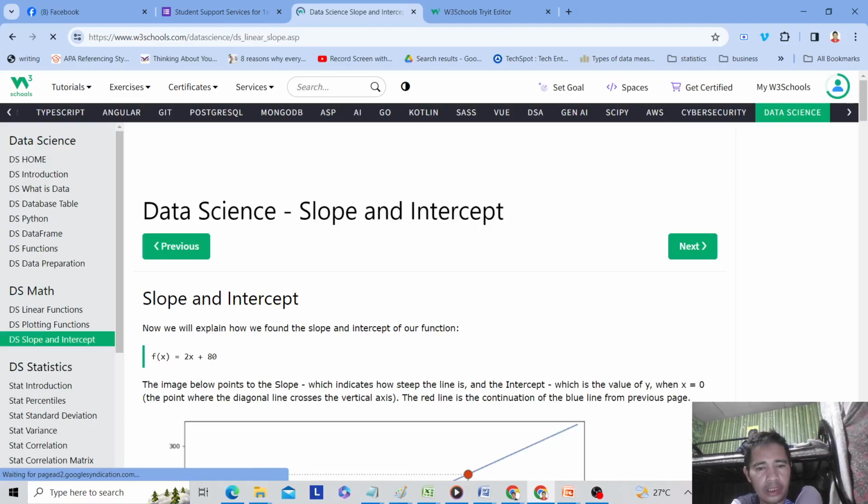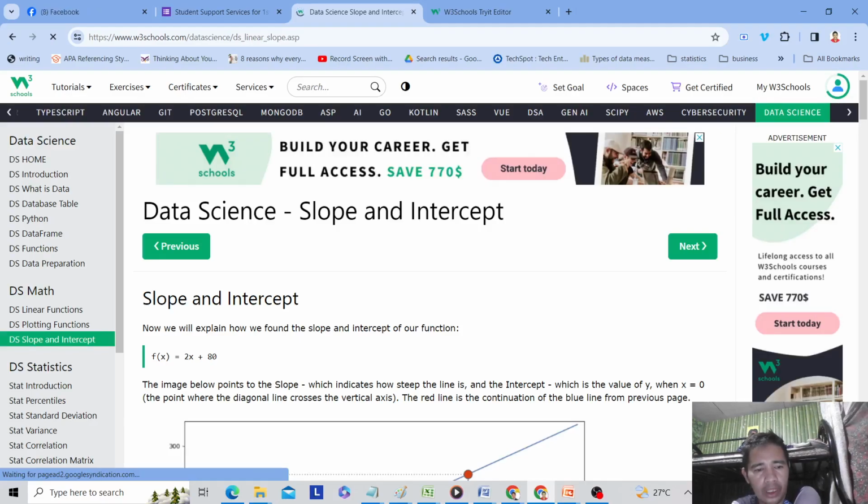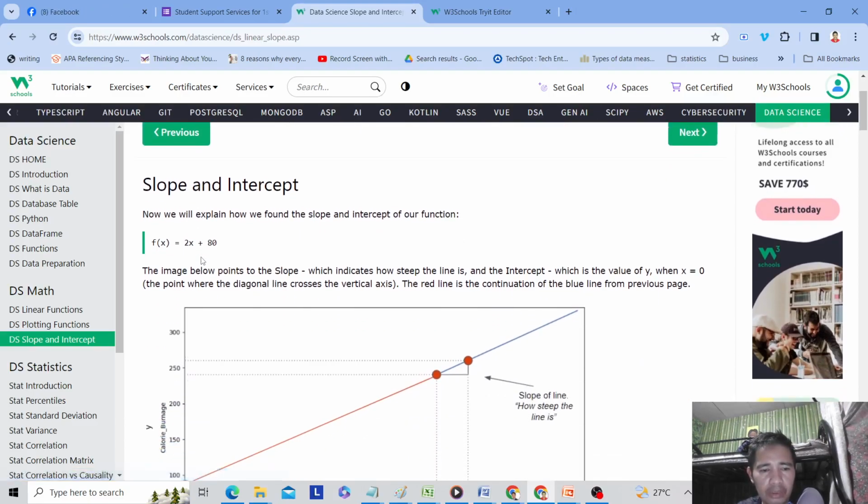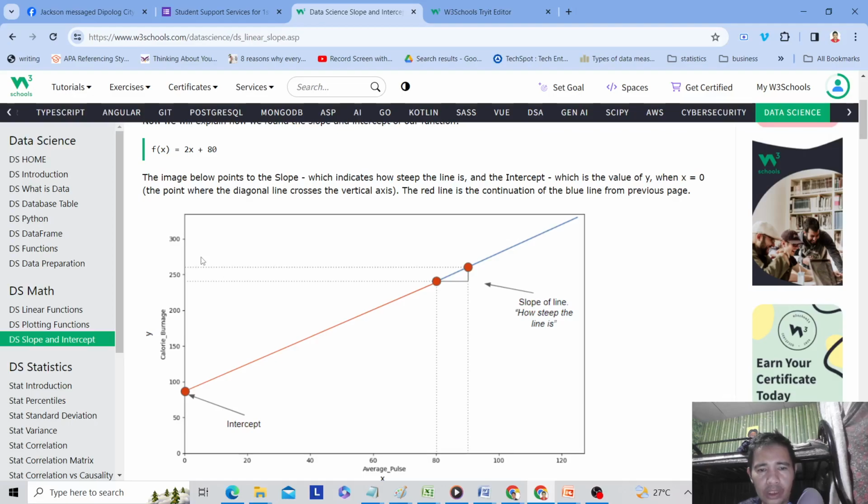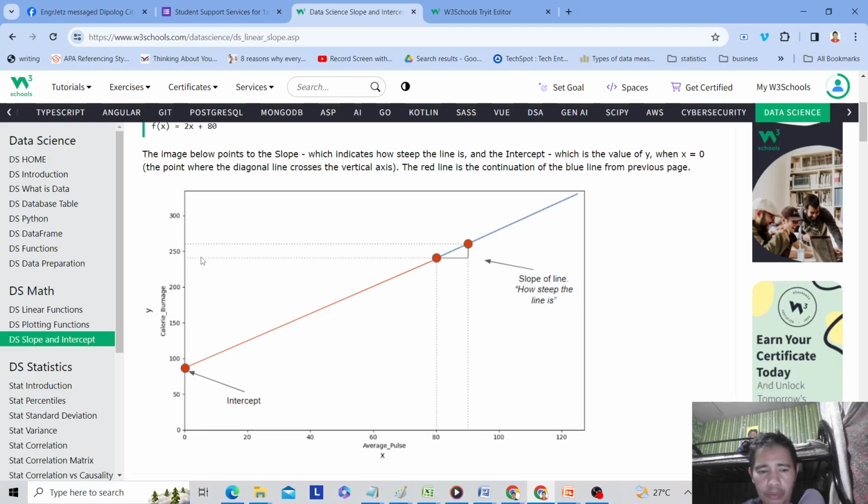Okay, slope and intercept. Now we will explain how we found the slope and the intercept of our function. So f(x) equals 2x plus 80. The image below points to the slope, which indicates how steep the line is, and the intercept, which is the value of y when x equals 0. The point where the diagonal line crosses the vertical axis. The red line is the continuation of the blue line from the previous page.